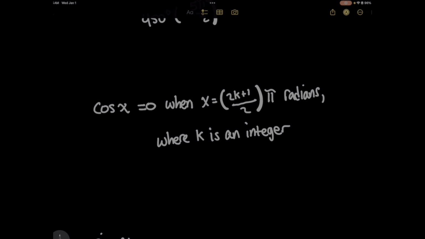So in other words, x is going to be this expression. Any angle that's 2k plus 1 all over 2 times pi radians. Because 2k plus 1, where k is any integer, guarantees that the numerator is going to be an odd number. Try it for yourself. Okay, so that's the case of cosine of x.